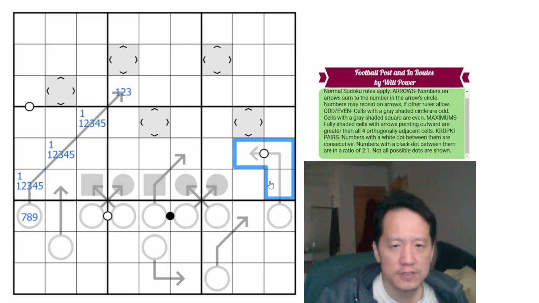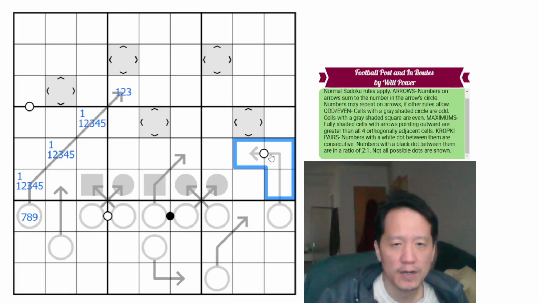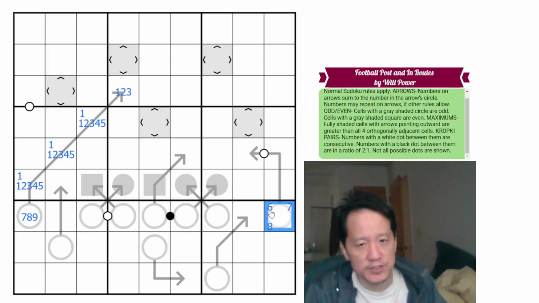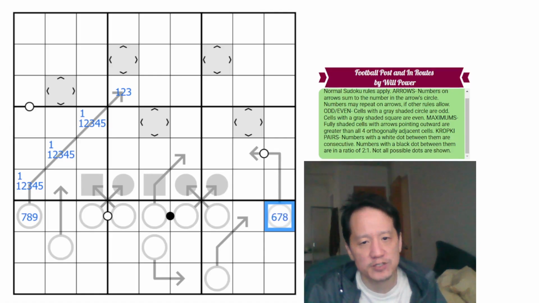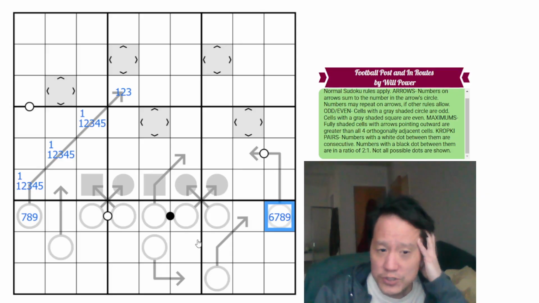We know this, again, has to be 1 through, if we try to take the minimum here, it's 1, 2, and 3. So this would be 6 through 9 as the set of digits that are possible here. What else do we have here?